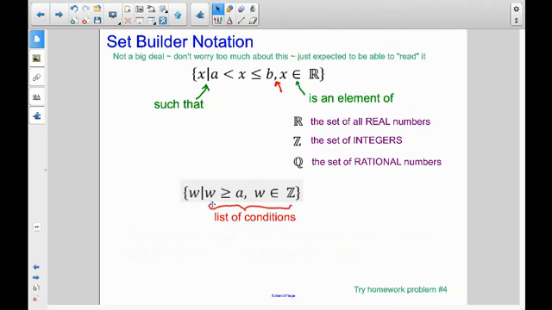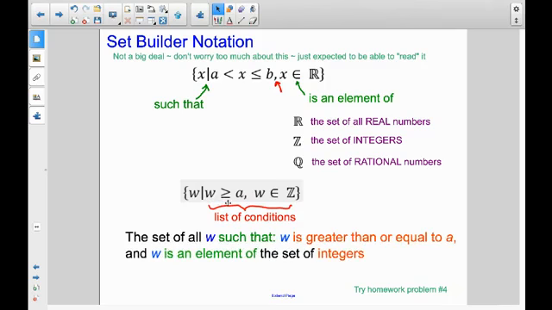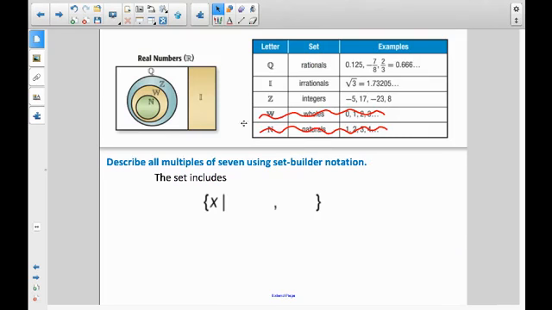Here are our conditions. We've got two conditions in the list. This is a set of all W's such that W is greater than or equal to A, and W is an element of the set of integers. That's all it is. If you want to try homework problem number 4 now, on the homework, most of the answers we really want in interval notation, but number 4 just happens to be easier to write in set builder notation. If you can't do it, it's not a big deal. Just try it. Okay, I'm actually going to just skip past this slide because you don't need to be able to write stuff in set builder notation yourself.